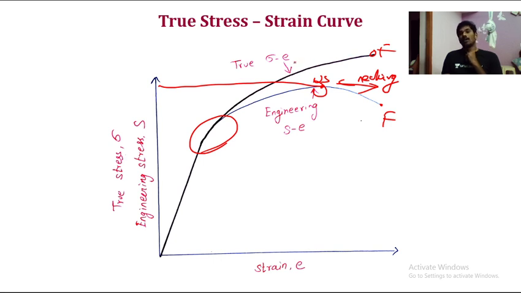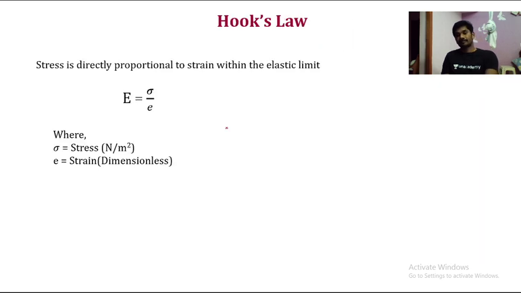There is no ultimate strength point. Even in the engineering stress strain curve, after attaining the ultimate strength, the curve will decrease, the stress will decrease, but here you can't see that point. That is the major difference between the true stress strain curve and the engineering stress strain curve. Got it, right?